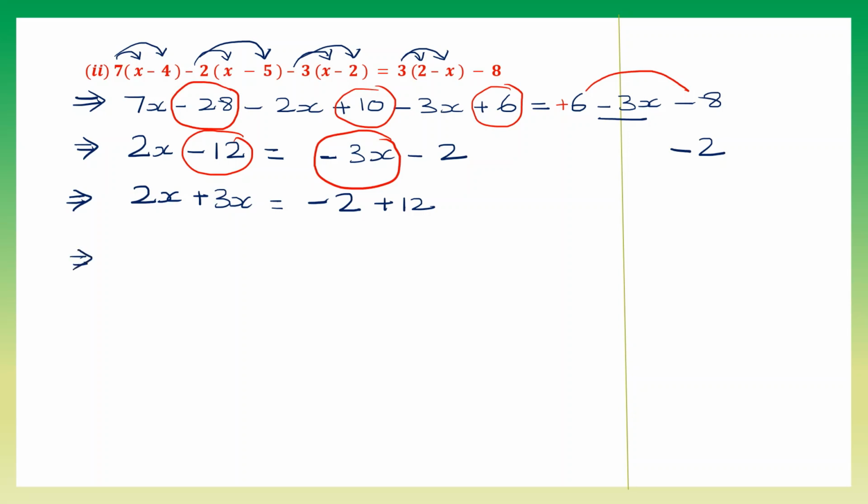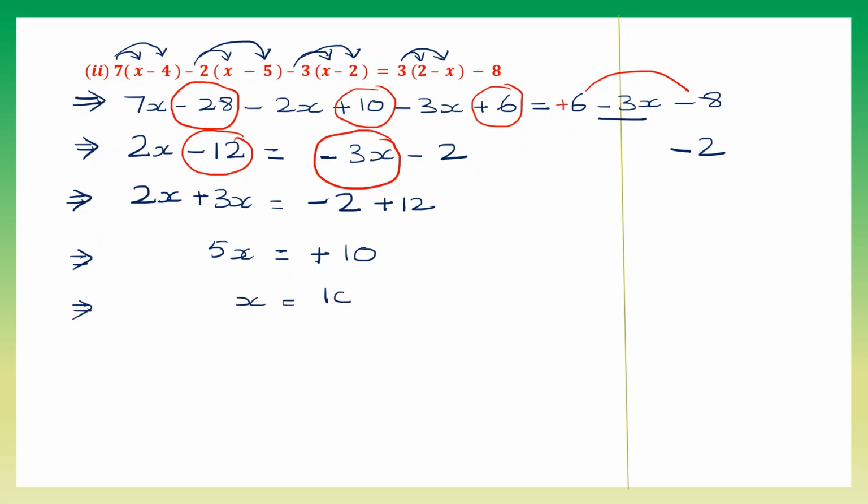So now 2x plus 3x, 2 plus 3 is 5. So that's 5x is equal to, now here we have minus 2 plus 12. Signs are different. So put the sign of the bigger number and subtract. 12 minus 2 is 10. So 5x is equal to 10.